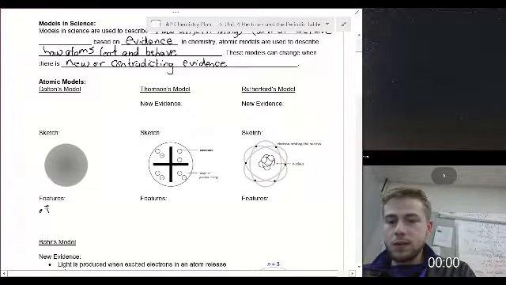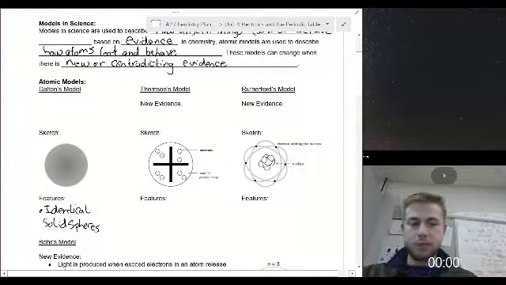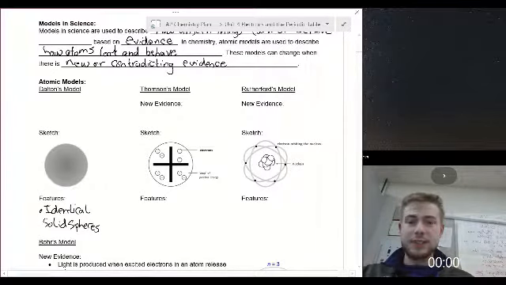We'll say they are identical solid spheres. Sorry, my handwriting is really bad on this tablet, but that says identical solid spheres.